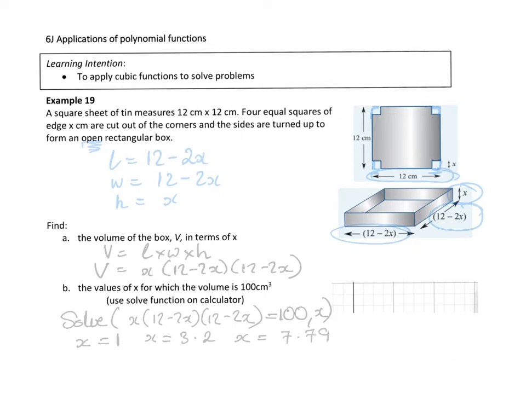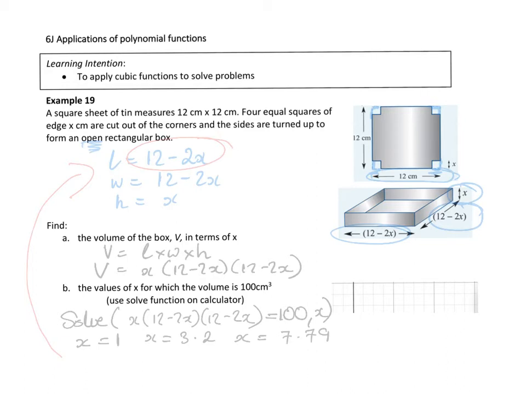Now, mathematically, they are all correct answers, but we are not going to accept all of them for this particular problem. If I substitute x back into any of these, it has to make sense and not be negative, because I can't have a negative length, a negative width, or a negative height. So let's take this 12 minus 2x. If I put 1 in there, 12 minus 2 is 10. That's feasible. What about if x is equal to 3.2? 12 take away 6.4. That's still a positive length.